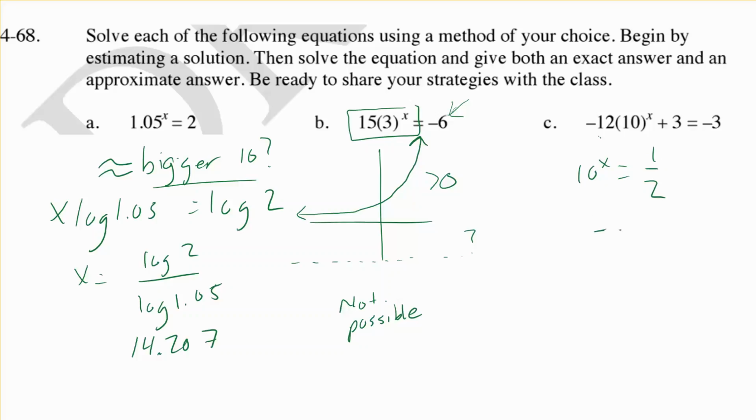negative, I don't know, negative 0.5? What's that going to give me? My estimation. Log base 10 of 1/2. That I can just plug in my calculator. And then I'll get negative 0.3. So I was actually not far off there. All right, let's keep going.